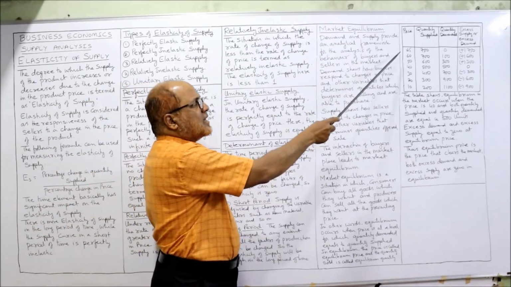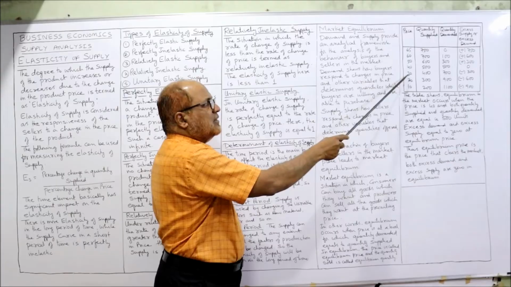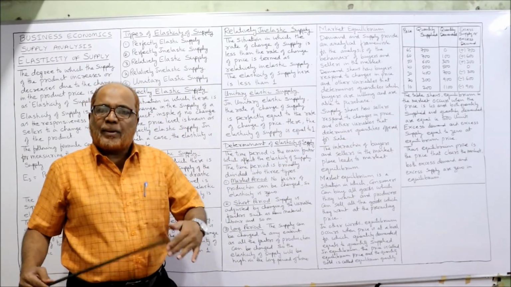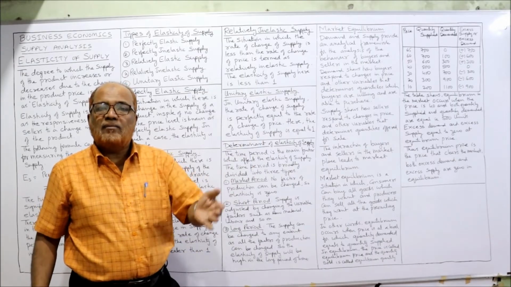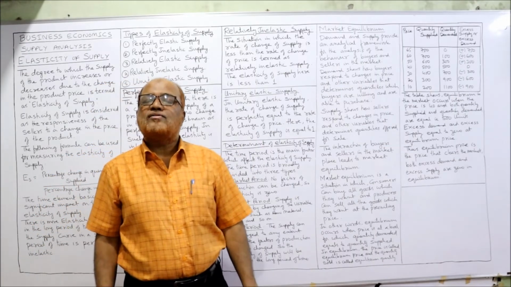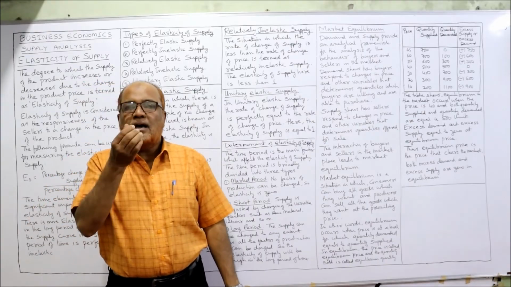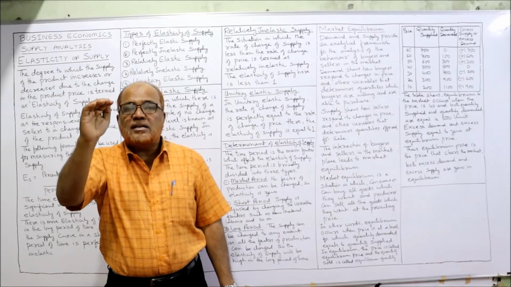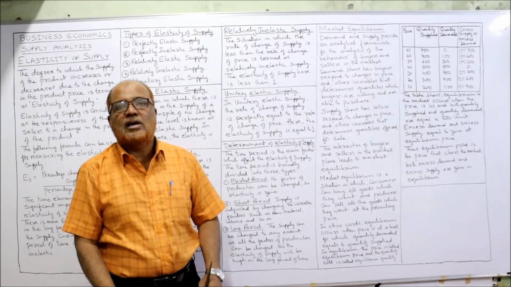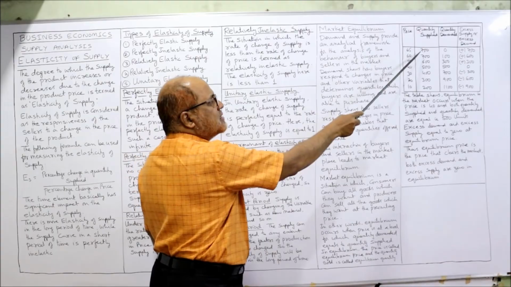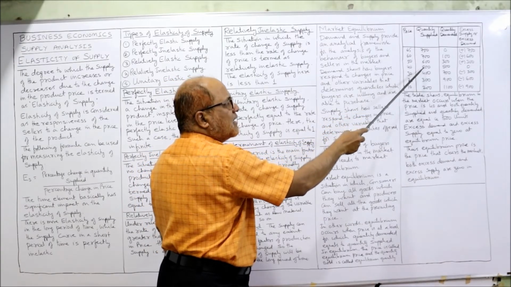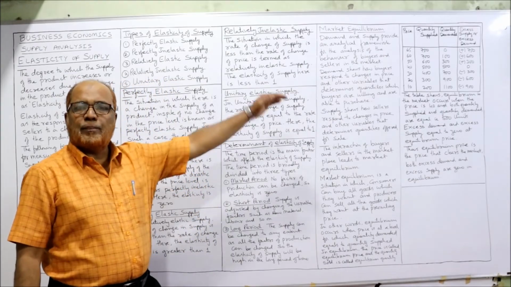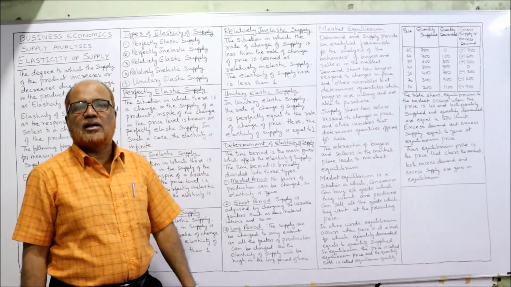For example, the prices are 65, 60, 50, 40, 30, 20, 10. You can see the prices are decreasing. When the price decreases, the supply will also decrease. The law of supply says as the price increases, the supply will also increase; as the price decreases, the supply will also decrease. So here supply you can see 750, 700, 600, 500, 400, 300, 200. So what do you observe? When the price is decreasing, supply is also decreasing.